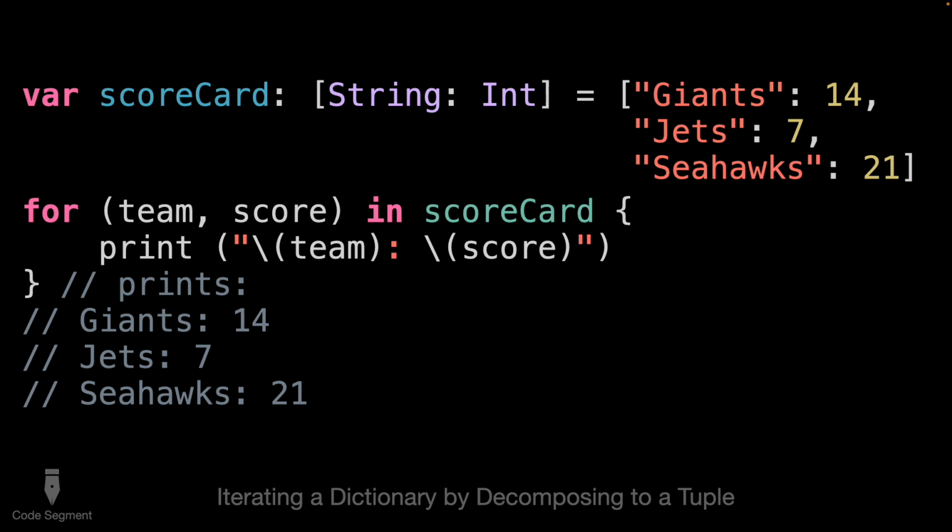Same thing with score. So because we know the type of scorecard is dictionary of string keys and int values, and we decompose into a tuple, it can infer that the type of that tuple is (String, Int). It is a compound type that has a string for the first element, and int for the second. So that means that our team constant here is a string, and our score constant is an int. And when we go to print those things, we see that that's the case. And here's also string interpolation in practice, which is nice. Okay.